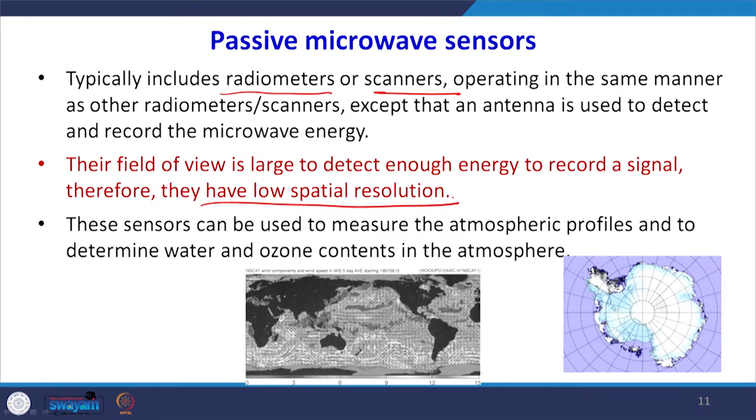These sensors can measure the atmospheric profile and determine the water and ozone contents in the atmosphere. As you can see, the air circulation model has been developed using these images, and the next one is the polar region image. One can see the polar area, the snowbound area, very clearly from these images.